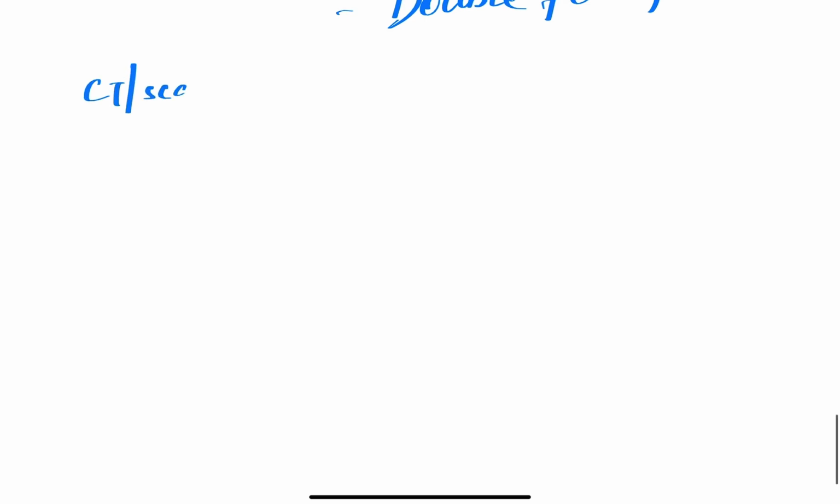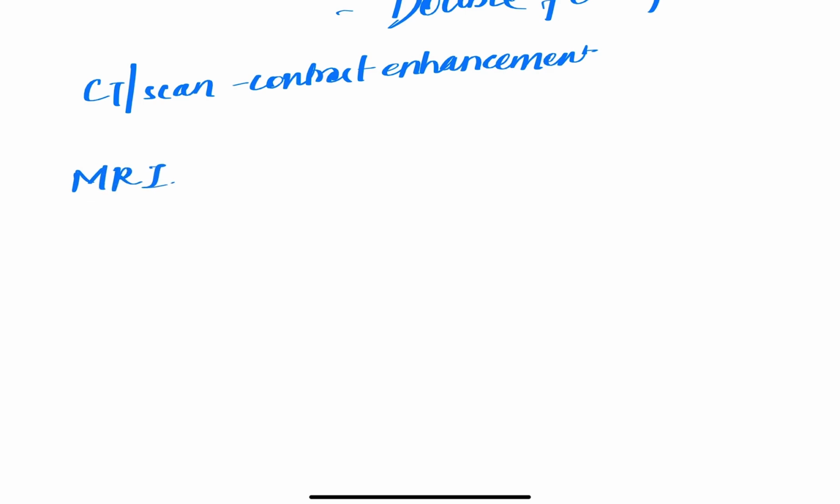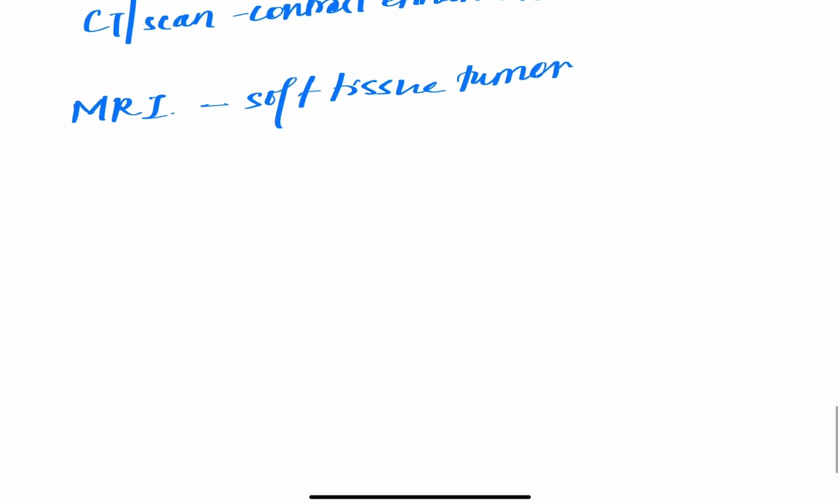On CT scan, contrast enhancement is more sensitive than MRI for bony erosion and presence of calcification. We can do MRI before and after gadolinium. This is more sensitive than CT scan for soft tissue tumor. For soft tissue tumor, we will do MRI before and after gadolinium. And for bony erosions and calcification, CT scan is more preferred.